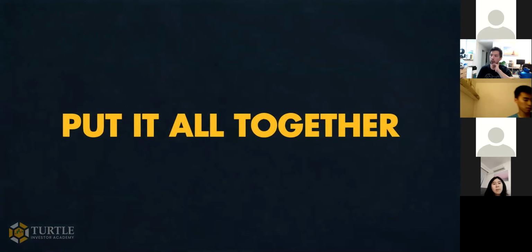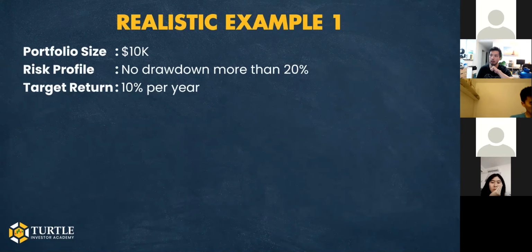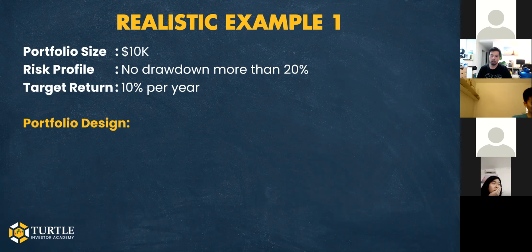Of course, now let's start putting it all together, just giving a realistic example. You have people with a portfolio of 10K. Let's say their risk profile says, hey, I don't want to have a drawdown of more than 20%. Of course, they want a target return of 10% per year, right? I just want a market rate, similar to the average market of the past 10 years, which is around 10% per year, which is okay, right?